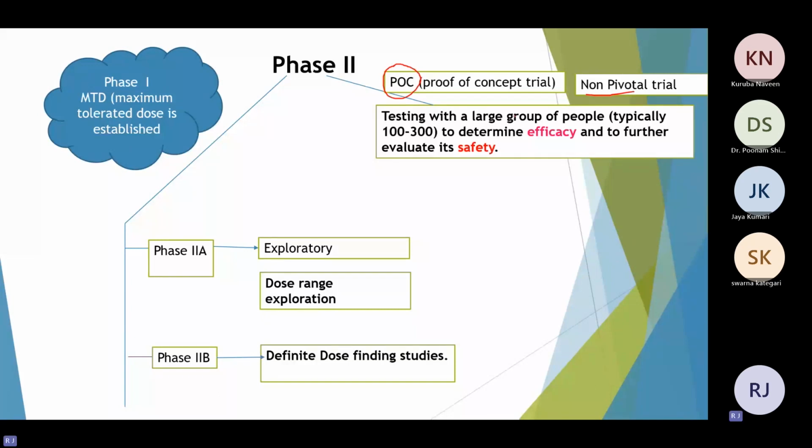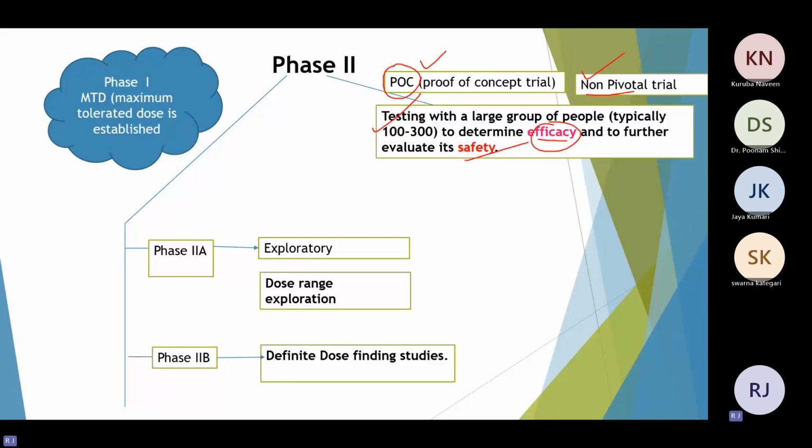And third thing is, it is tested in a large group of people, typically 100 to 300. In phase 1, what I said, less than 100, right? Here 100 to 300. And what we do in this phase 2, we determine efficacy and safety. In phase 1, what we did, we determine safety, PK, and maximum tolerated dose. We did not determine efficacy. Just remember, this is the first time we are going to determine efficacy. That's why it is called proof of concept, where here we are going to prove our concept. Okay, my drug is effective for this particular illness.